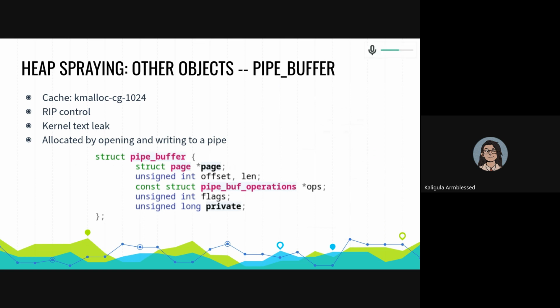Another object which I like a lot is pipe_buffer. This is allocated by opening and writing to a pipe. The pipe_buffer structure is very small, but they're allocated as a ring of pipe_buffer structs, so they end up in kmalloc-cg-1024, which is very useful. This will give us RIP control and a kernel text leak.